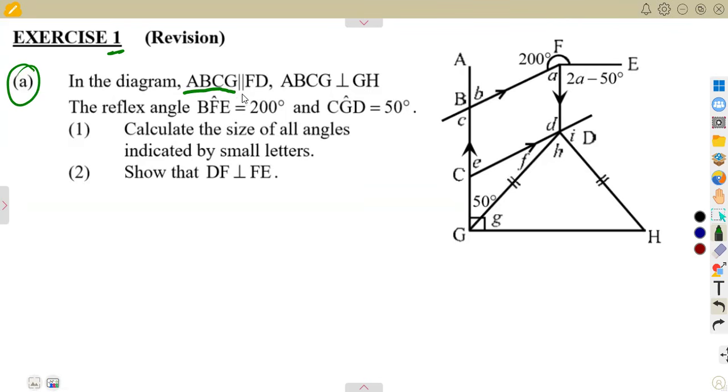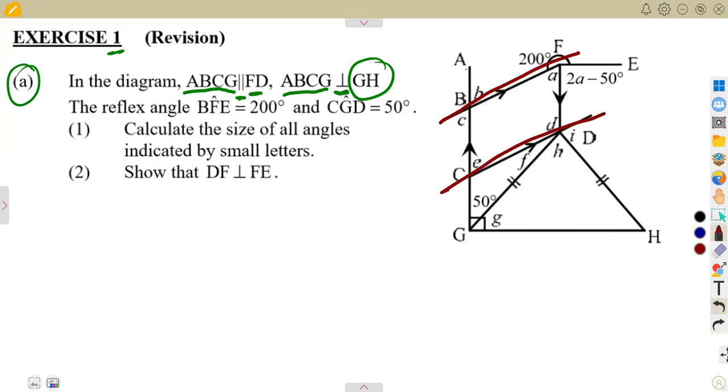ABCG is parallel to FD. So this line ABCG is parallel to FD, as we can see from the diagram. And also ABCG is perpendicular to GH. This line that you are seeing and this line GH are perpendicular, meaning they meet at 90 degrees. Also, another part that you're not given there is BF and the line CD.